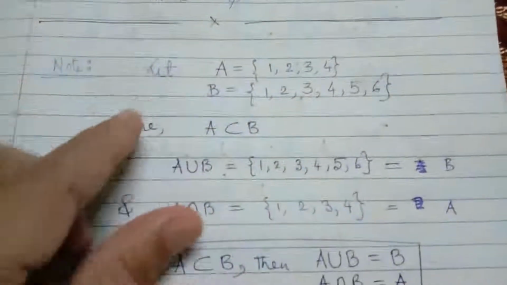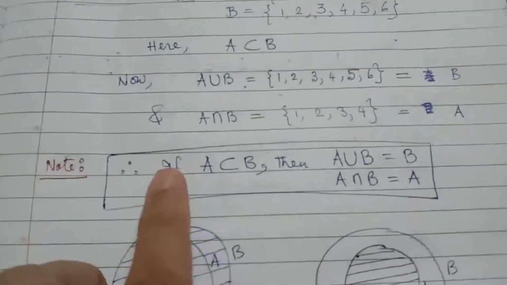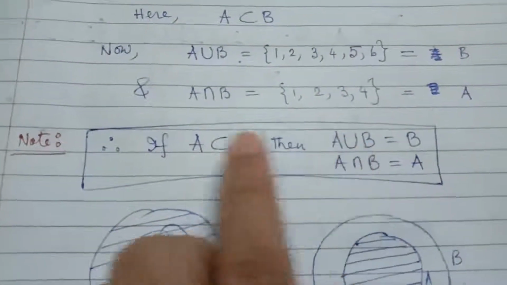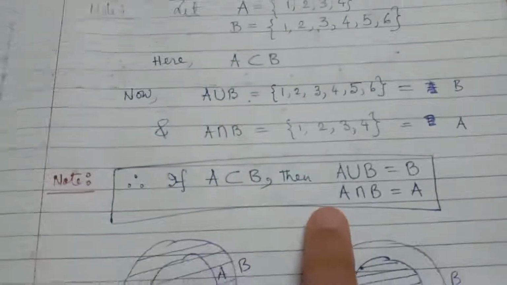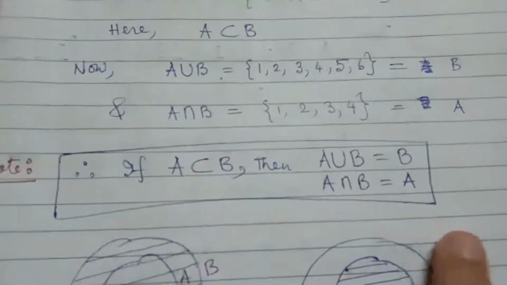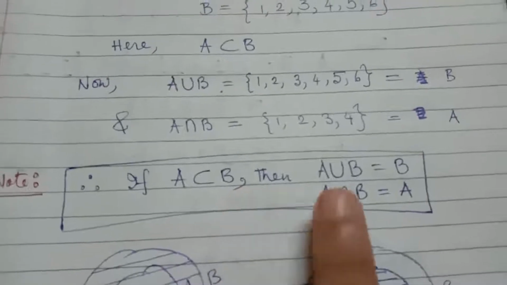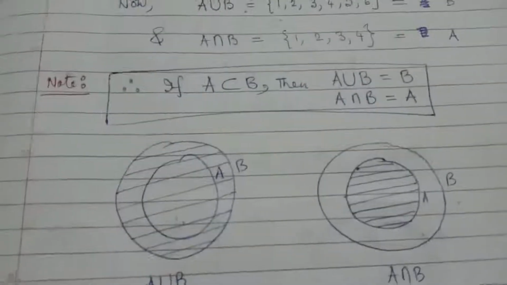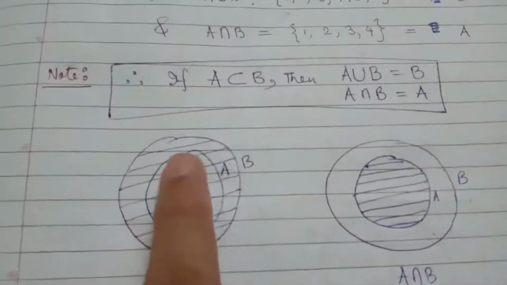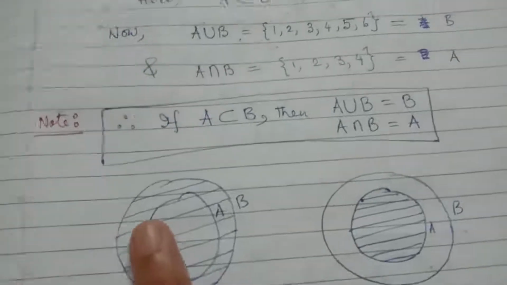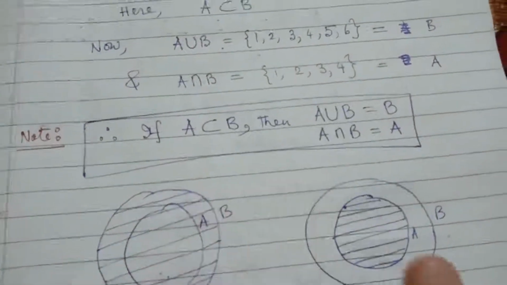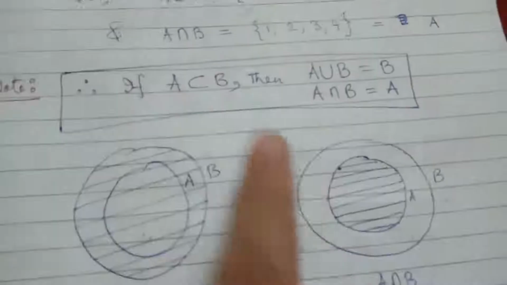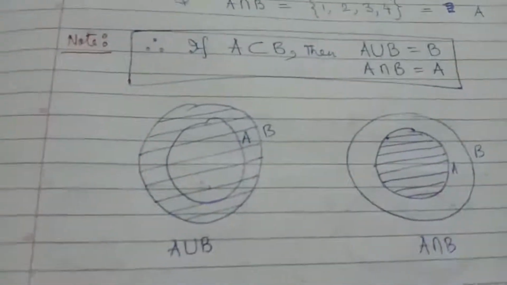Now this is an important note. If A is a subset of B, then A union B is equal to the bigger set B, and A intersection B is equal to the smaller set A. If A is a subset of B, their union will be the bigger set, their intersection will be the smaller set. I have drawn Venn diagrams also. The union is the whole set B, and the intersection, the common part, is the smaller set A.